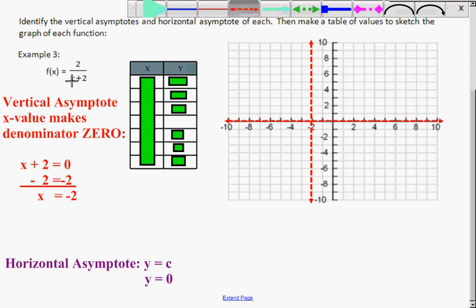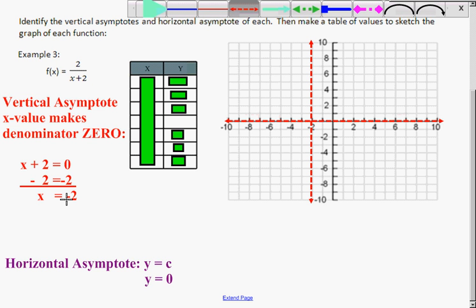So we need to come up with points. The big key here is your vertical asymptote. Normally, when you plug values in, you have an x input, a y output. Remember, we cannot put in -2 because your denominator is going to be equal to 0, and we get a divide by 0 here.